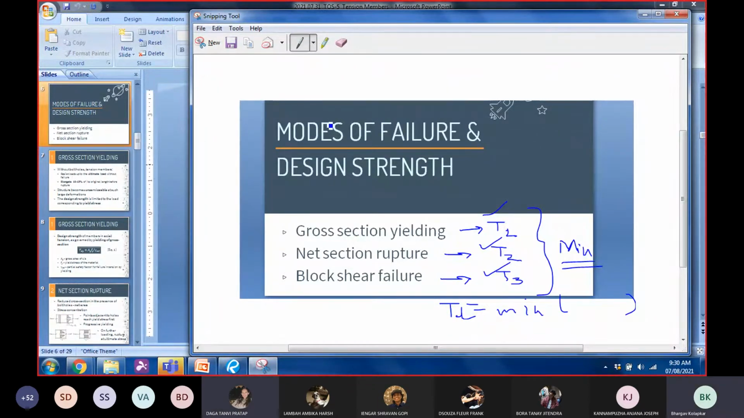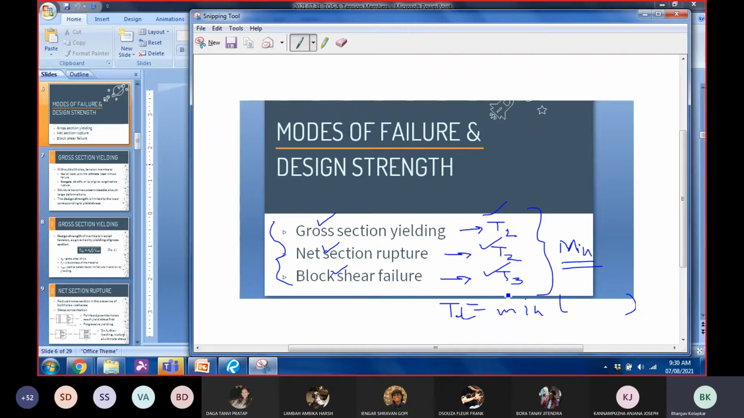Okay. So we are talking about various ways in which a particular member can fail. Now, the member has failed if any one of the phenomena occurs. Let us say that we have three ways in which a tension member can fail. So even if one of them occurs, the tension member has failed. We find out the force at which it fails by gross section yielding. Let us call it T1. We calculate the force at which it fails by net section rupture. Let us call it T2. And then we calculate the force at which it fails by block shear failure. Let us call it T3.